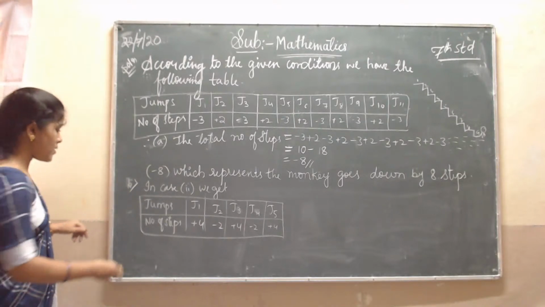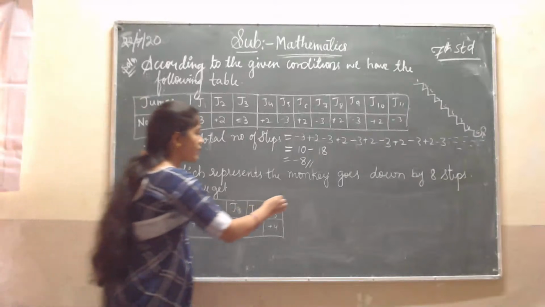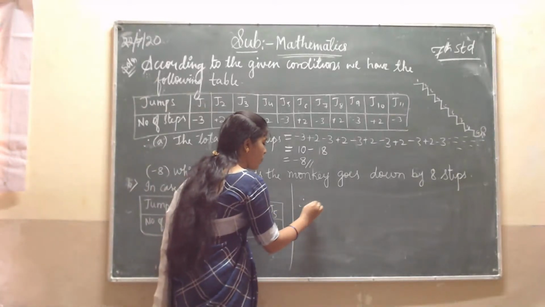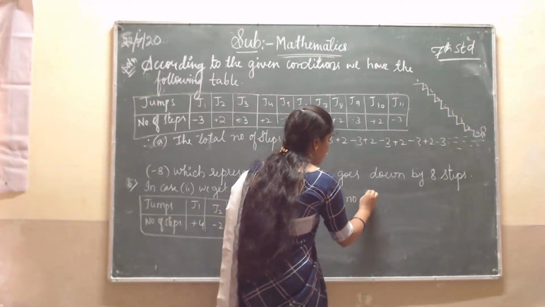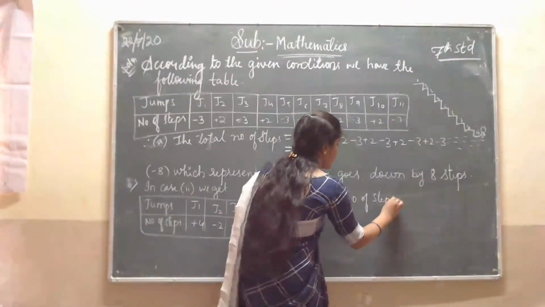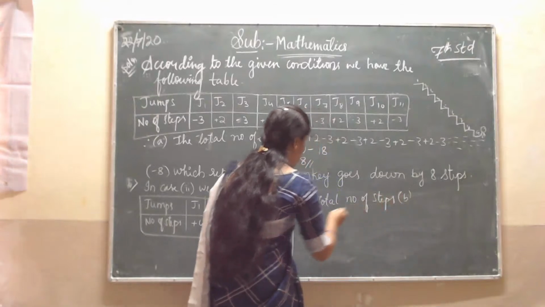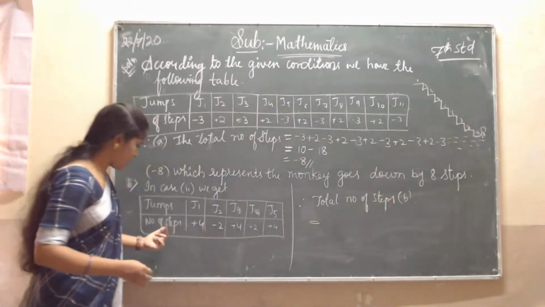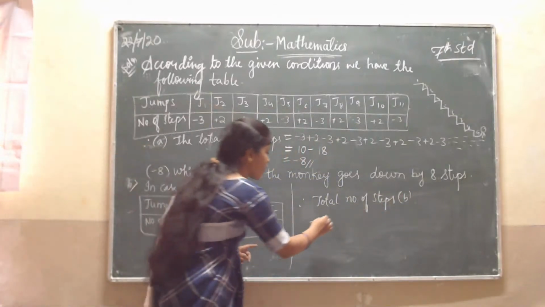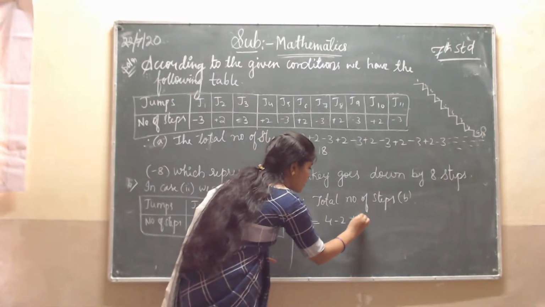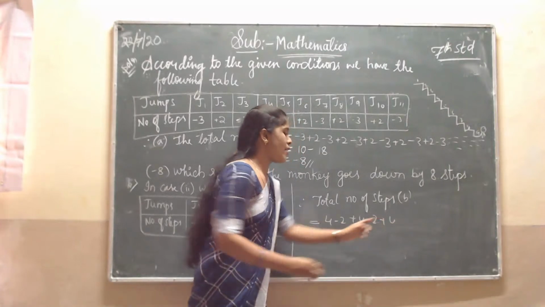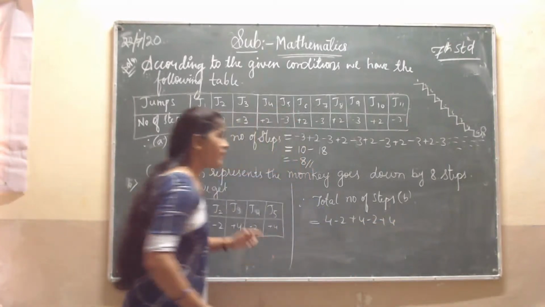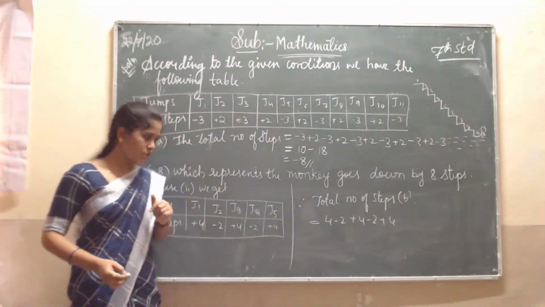Total number of steps. Therefore, I will solve here. Total number of steps at B. Add all these steps: plus 4 minus 2, minus 2, 4 plus 4 minus 2 plus 4. 1, 2, 3, 4, 5. 5 steps. At the 5 steps, the monkey is on the topmost step.